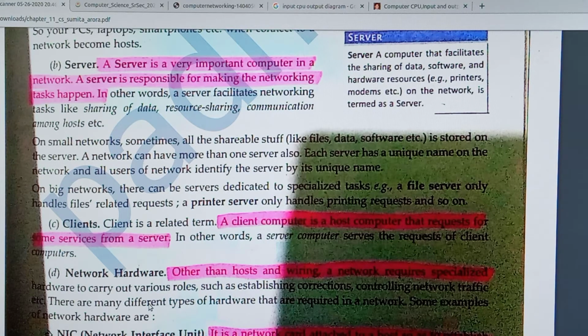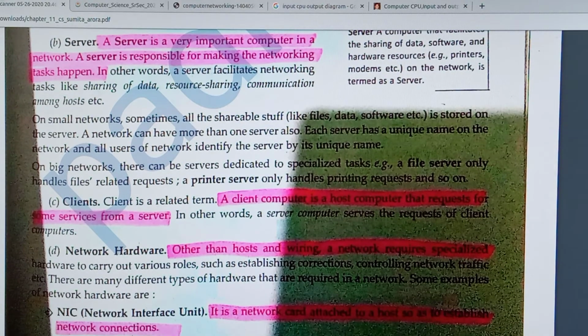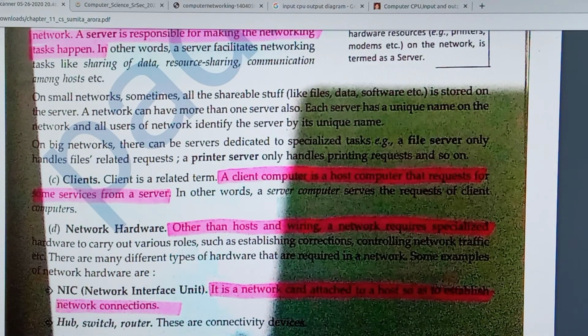Then the next one is network hardware. There are too many hardware devices. The best examples of network hardware are the network interface card (NIC), hub, switch, and router. These are called networking devices. A network requires special hardware to carry out various roles, such as establishing connections and controlling network traffic. So there are mainly different types of hardware required in a network.